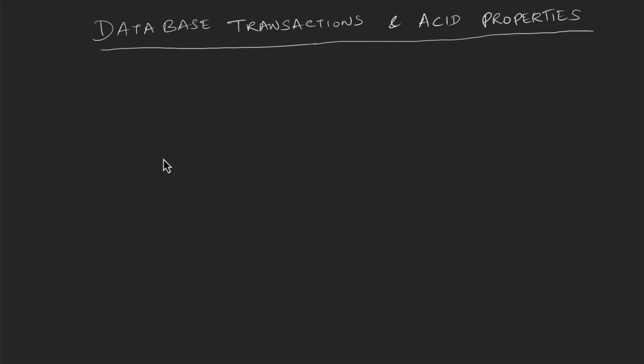We're going to talk about the very basics of database transactions and ACID properties in this video. Let's first start with database transactions. A database transaction is a way to group one or more database operations in a way that it can be executed as one indivisible unit.